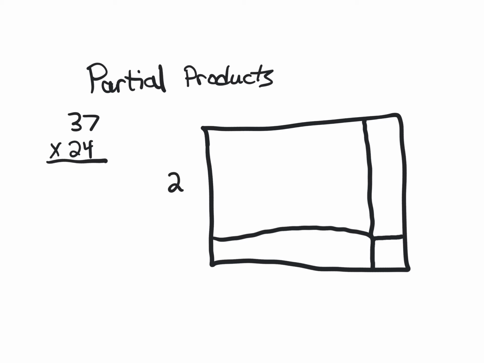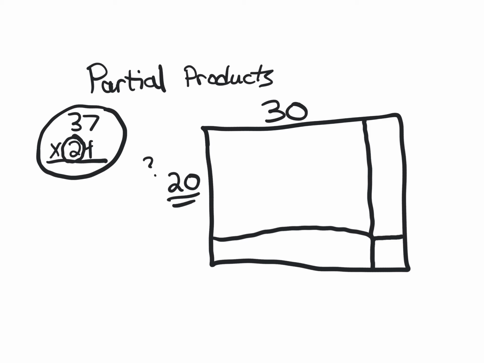Okay, over here, we're going to put 20. And where do we get this 20 from? Everybody look at this problem here and think about where I would get this 20 from. Well, if you said the tens place in 24, you'd be correct. So this 2 in the tens place, remember, that's not worth 2, it's worth 20. And we're going to put 30 up here, which is the 3 in 37, because that's worth 30.